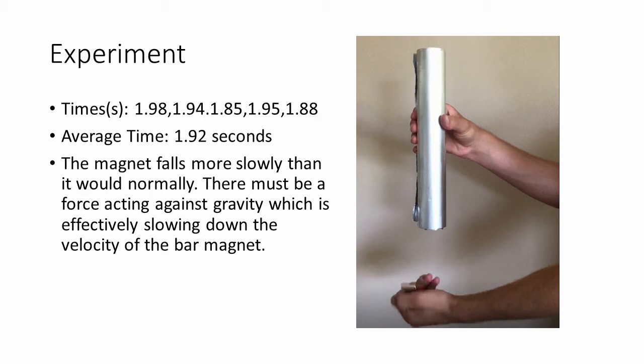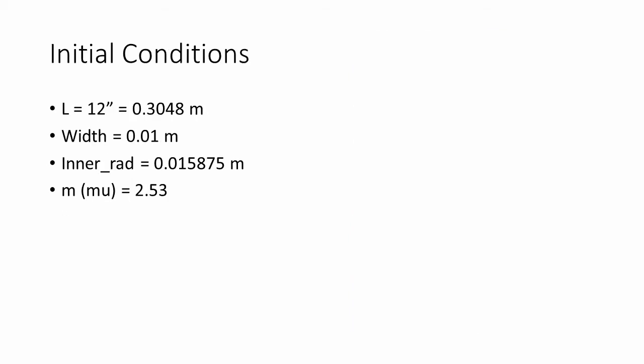And the second checkpoint asks us to consider what happens when the magnet falls more slowly than it would normally without the tube. For the initial conditions, my tube of tinfoil was 12 inches long, or 0.3048 meters, with a width of 1 centimeter, the thickness of aluminum foil. The inner radius was 0.01587 meters, and mu for the bar magnet was calculated in the last lab, and I got a value of 2.53. So that is what I used for the computational model.